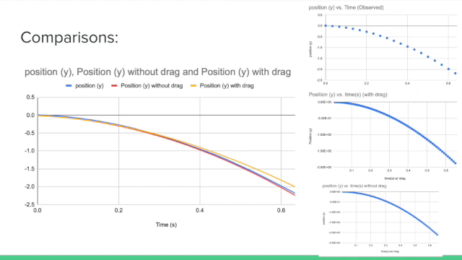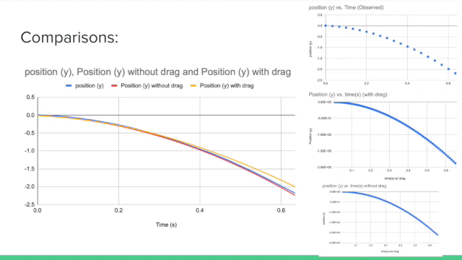So here with some comparisons, on the far left, we have this big graph, and it's a comparison of everything. In the blue, you have the observed data. In the red, you have the model without drag, and then in the yellow, you have the model with drag. As you can see, the observed data and the model without drag are very similar, and this is because the drag force on this ball was almost negligible. It doesn't really matter. Whereas the position with drag actually diverges at the end. So it almost seems as if it went less distance than the other two.